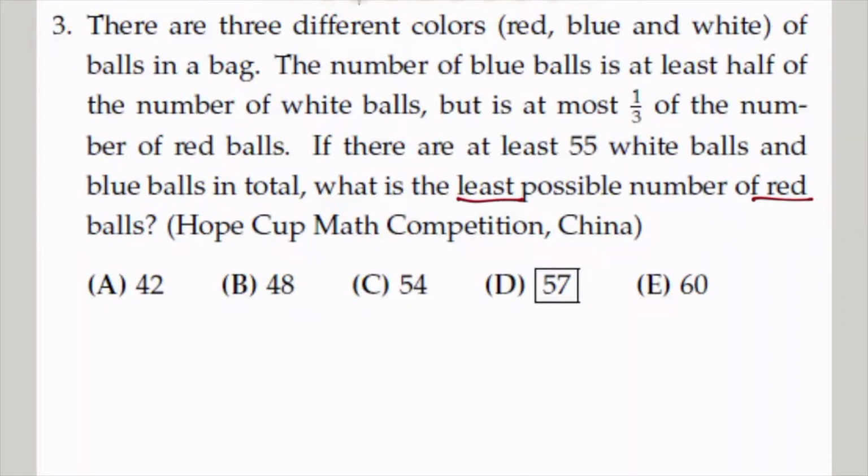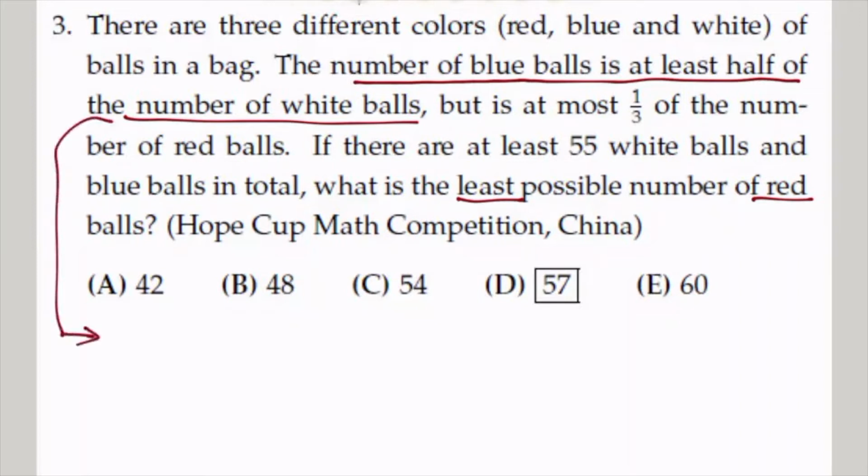This sentence, the number of blue balls is at least half of the number of white balls, means that if we look at blue and white together, then blue should be at least 1/3. So this one implies that B should be at least 1/3 times the total of blue and white.